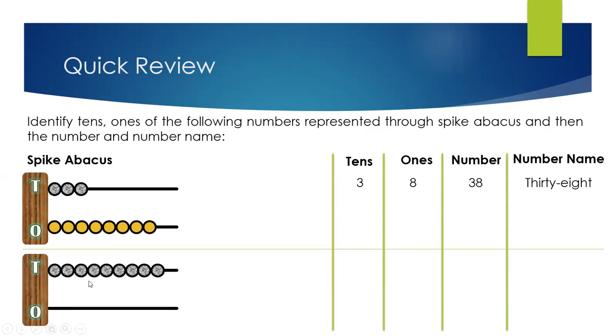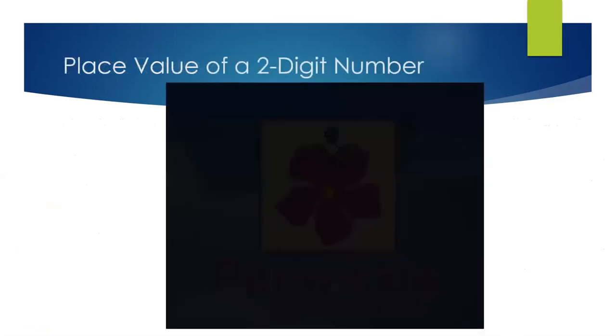So here is another spike abacus. Here we are having some tens. Let us count these tens. 1, 2, 3, 4, 5, 6, 7, 8, 9. 9 tens are there. And how many ones are there? 1, 2, 3, 4, 5, 6, 7, 8, 9. 9 ones. So 9 tens and 9 ones form the number 99.